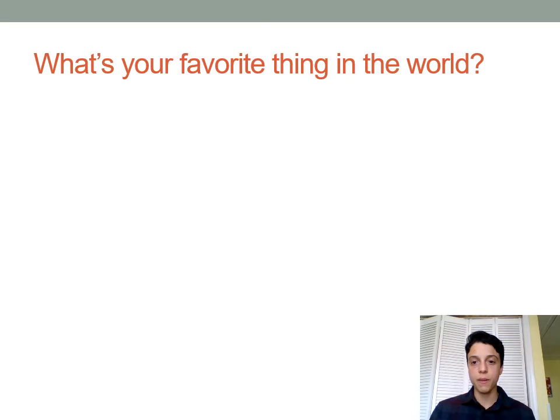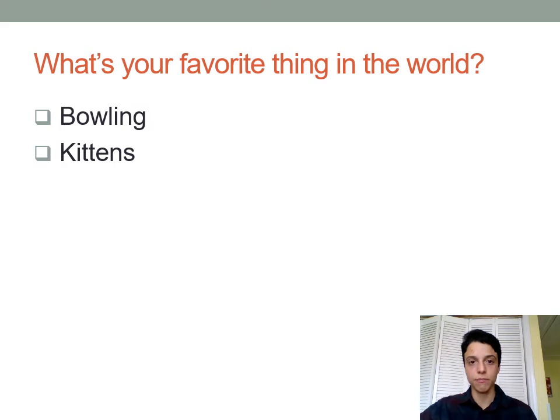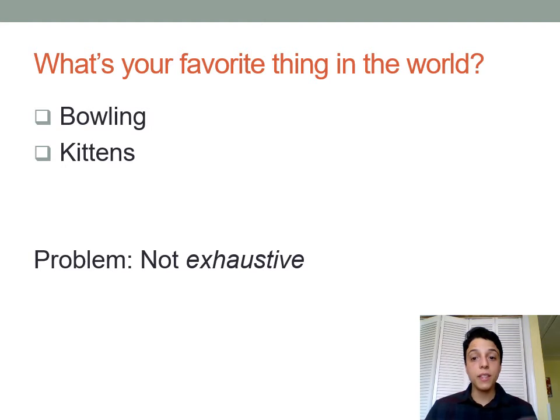And to get into even better examples, this is a question that I want you to really think about as I ask you now. What is your absolute favorite thing in the world? Is it bowling or is it kittens? And there's a good chance that if you're watching this video and thinking about your answer to this question, your answer is neither bowling nor kittens. So a problem with this question as a variable would be that it doesn't cover all the possible things that you could have as your favorite thing in the world. So it doesn't exhaust all possibilities. And this means that a problem with this variable is that it's not exhaustive.